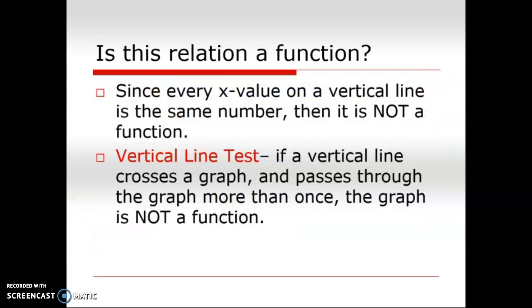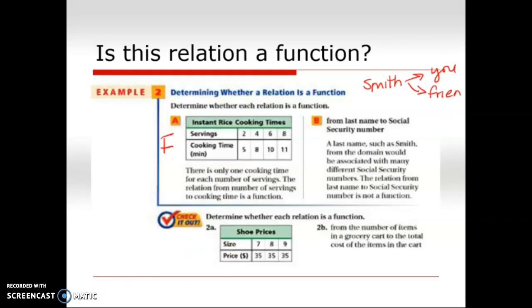All right. So down here, determine whether each one is a function. All right, we've got 7, 8, and 9. And each of those is different. So 7 is by itself, goes to 35, 8 goes to 35, and 9 goes to 35. But each only goes to one y. So this is a function.